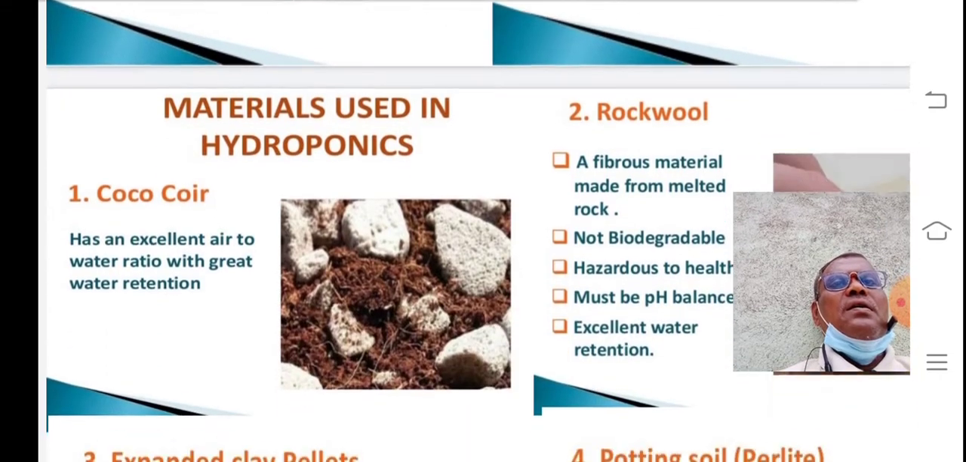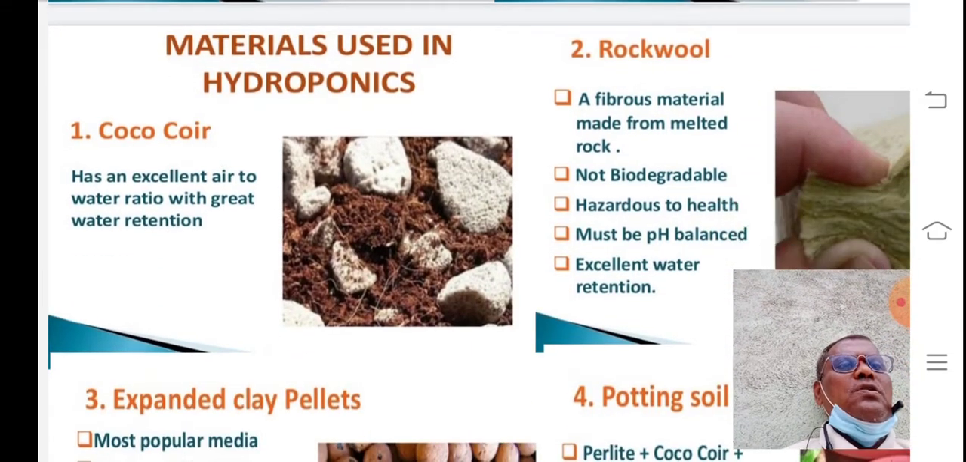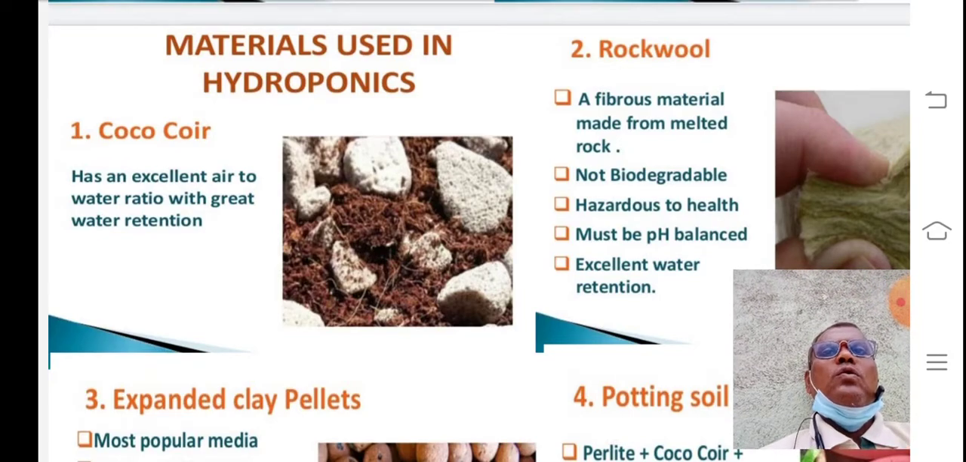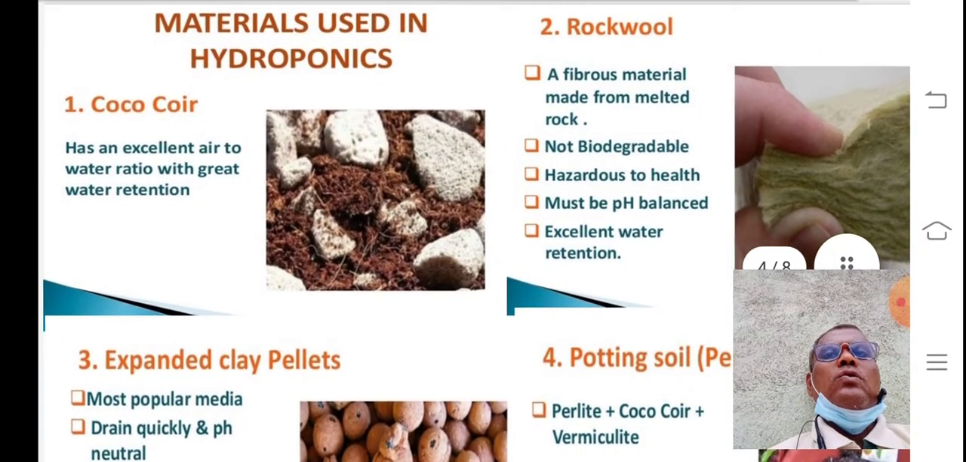Then next, the materials used in this. As you are observing, number 1 is cocoa coir.